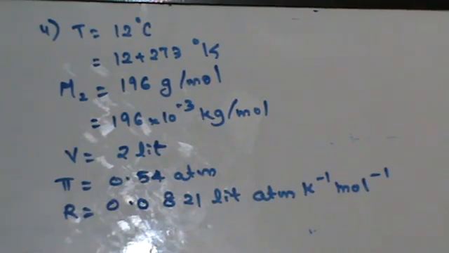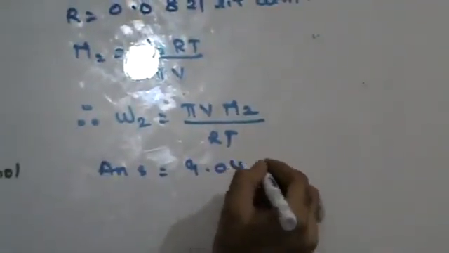You still use the same formula, M2 is equal to W2 RT upon pi V, but here they've asked you to find out W2. So this is going to be pi V M2 upon RT. All the values you have, you should get this answer as 9.04 grams.